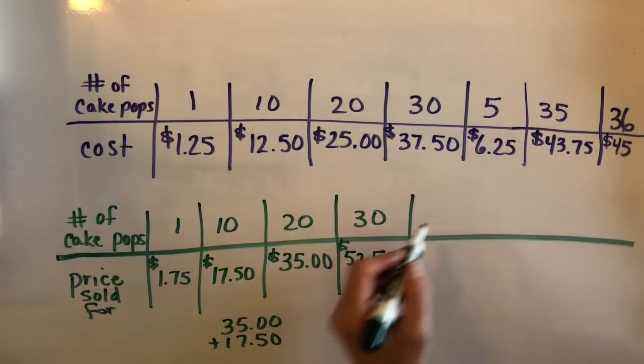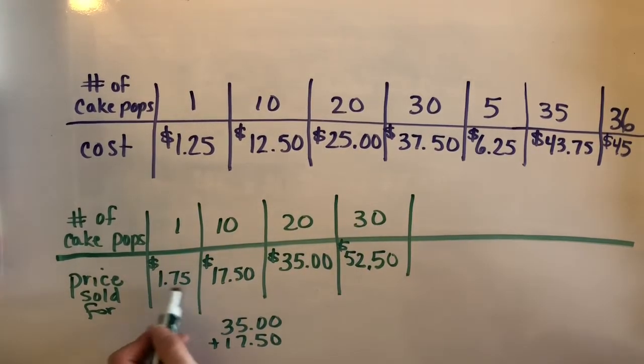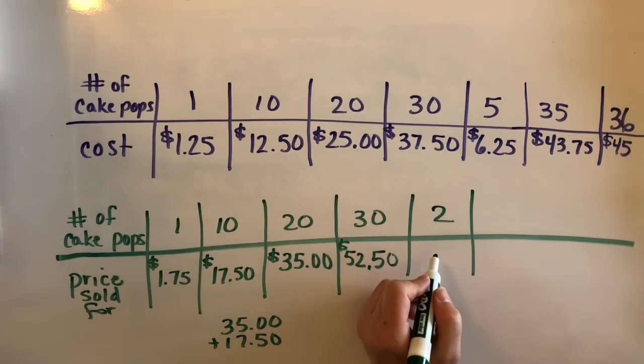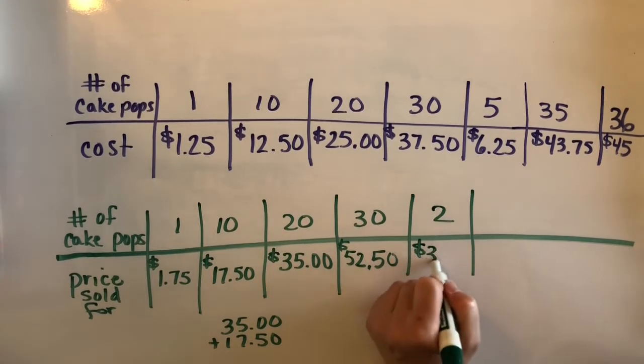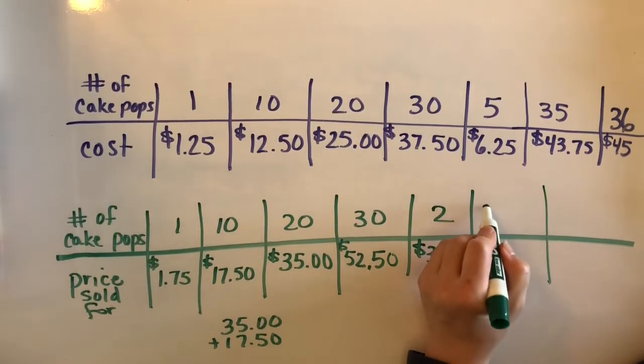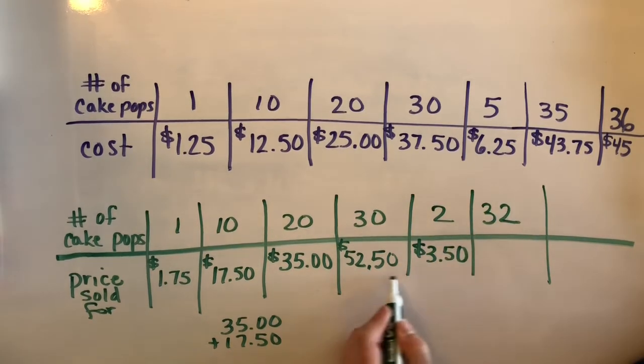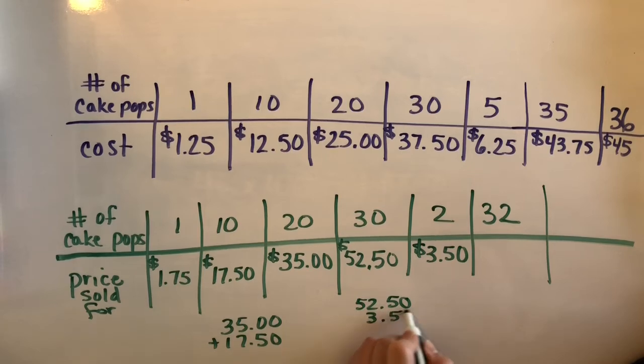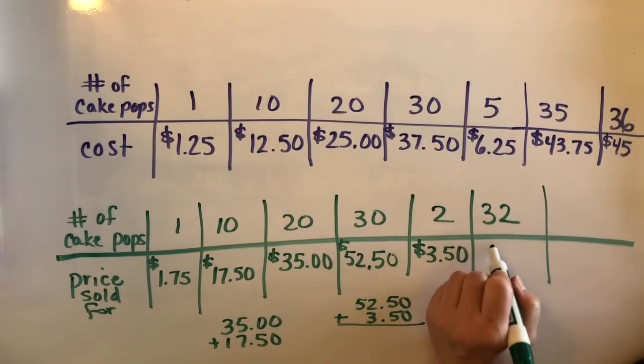And then all I have to do is get to 2 more, and 2 more, if we didn't know, is double $1.75. So $1.75 doubled would be $3.50 for 2 of them. And so then to get 32, I simply have to add these two up together. So $52.50 plus $3.50. And if I add those up, that's $1 here, and 52 plus 3 is 55, so it's $56.